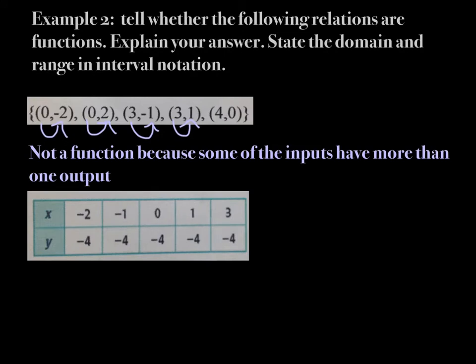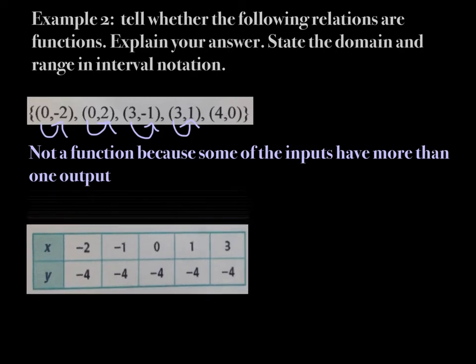Okay, now here's another one. Look at this table. Move it down a little bit. Our x's are -2, -1, 0, 1, and 3. Our y's are -4, -4, -4, -4. So if we look at this, each input that we have only has one output associated with it. None of our x's are repeated. So what we're going to say is yes, because each input has exactly one output.